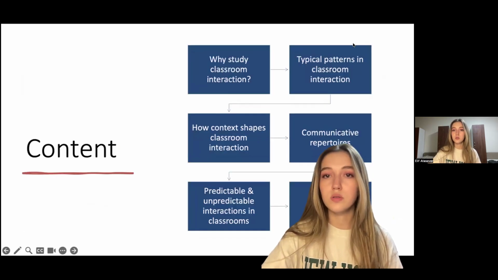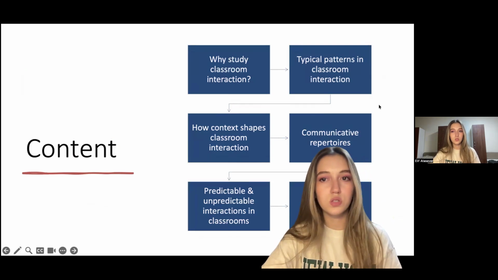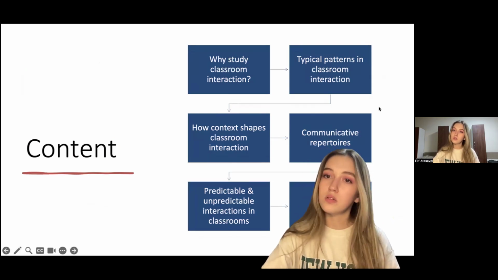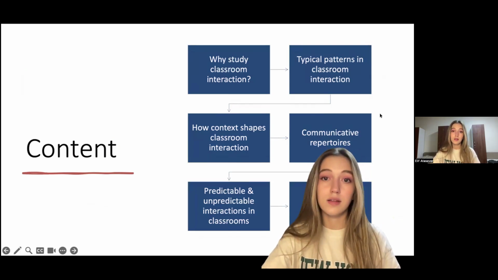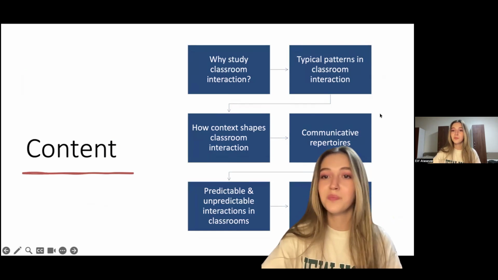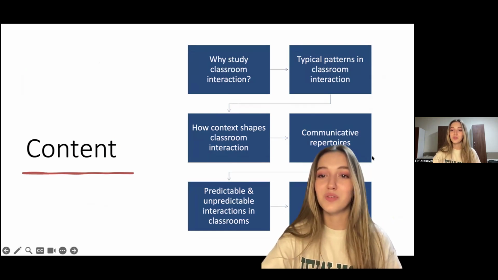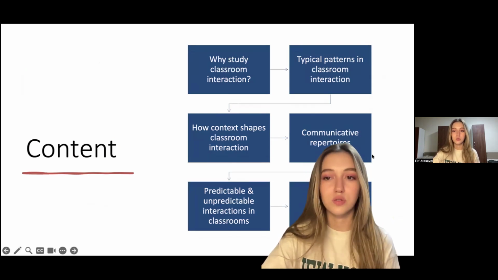And this is my content. We'll start with why study classroom interaction, then typical patterns in classroom interaction, how context shapes classroom interaction, communicative repertoires, predictable and unpredictable interactions in classroom, and hotspots.